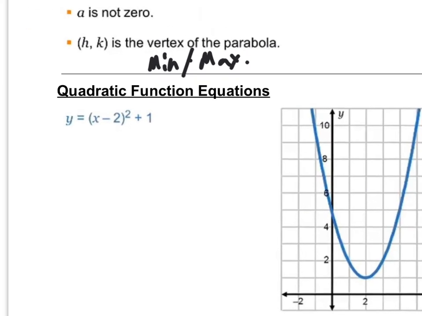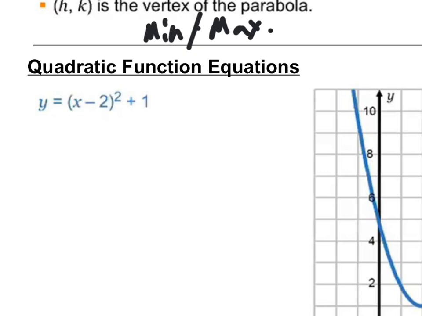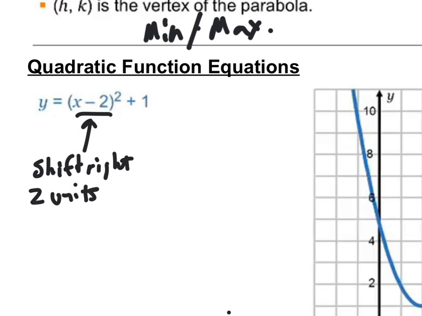And so what you have here is this graph of y equals the quantity x minus 2 squared plus 1. When I look at the x minus 2, because it's negative, that means it's going to be a shift right 2 units. And then the plus 1 is a shift up 1 unit.